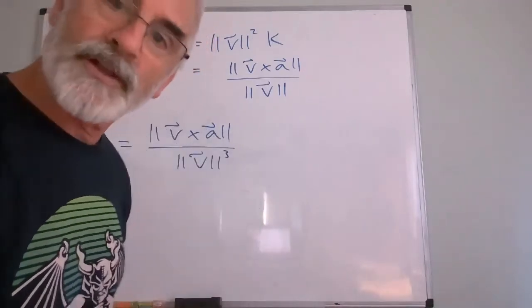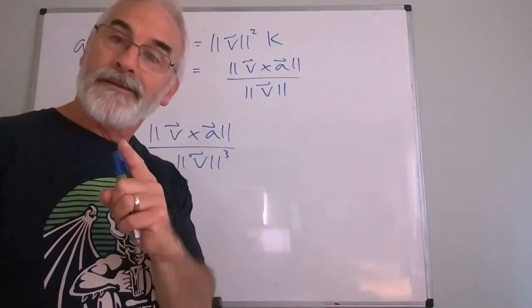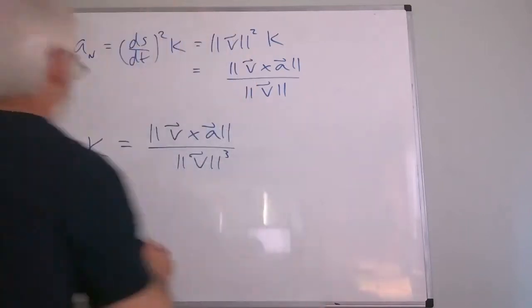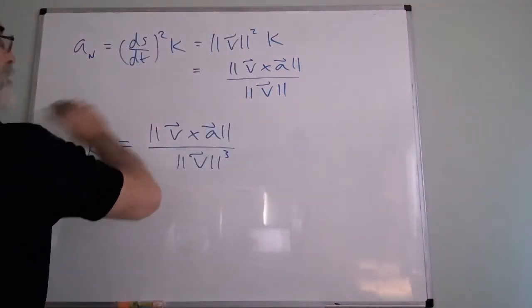Now, what I'd also like to know is, is there a shortcut for the AT? Because dsdt might not be trivial. It might be complicated.